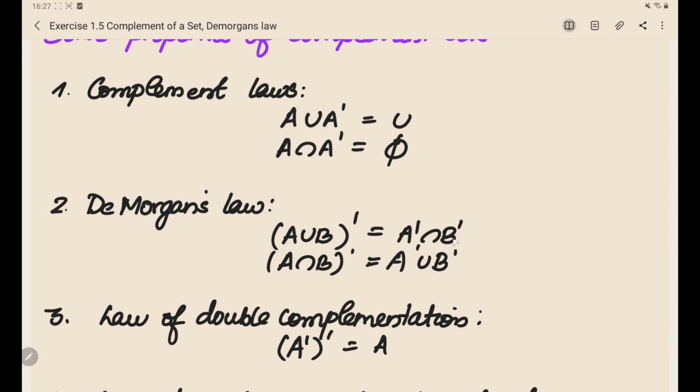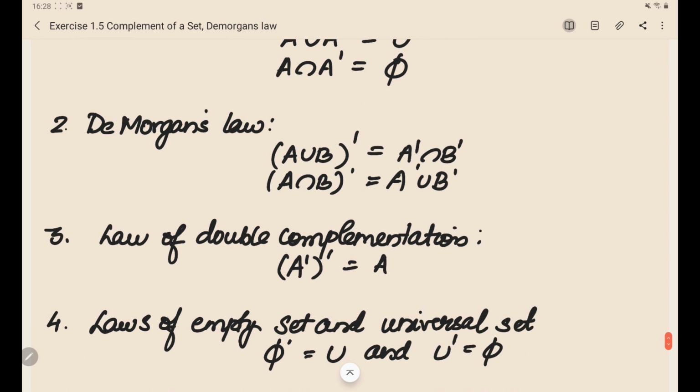Again, De Morgan's law, we have already discussed that A union B, the whole complement, is what? A complement intersection B complement. A intersection B, the whole complement, is again what? A complement union B complement. That is the union of the complements of the sets.